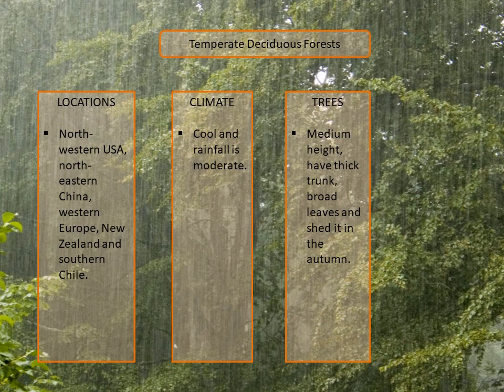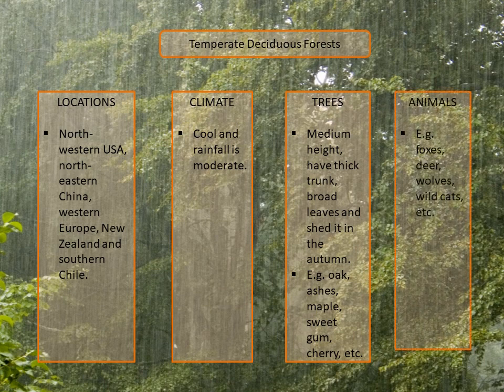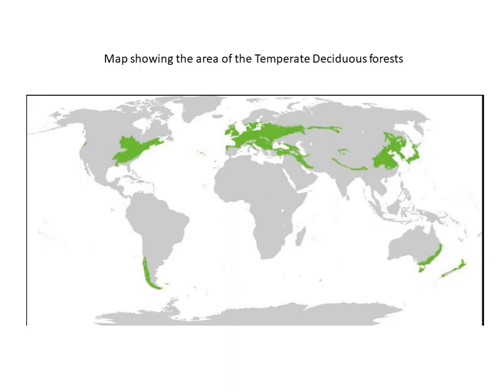These trees shed their leaves in the autumn and remain bare throughout the winter season. The main trees found here are oak, ashes, maple, sweet gum, cherry, etc. Animals found here are foxes, deer, wolves, wildcats, etc. Map showing the area of the temperate deciduous forest.